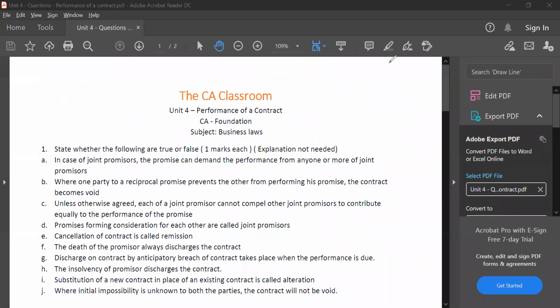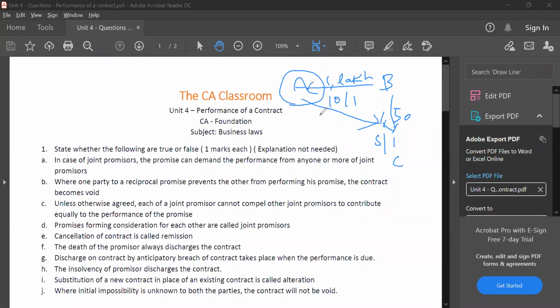Let's say A asked B to sell his painting to A. They have agreed for 1 lakh. He said he will sell it on 10th of Jan. But on 5th of Jan itself, B is selling the painting to C for 1,50,000. So A can anticipate, by seeing this transaction, that on 10th of Jan, B will not perform to A. Therefore, discharge of a contract, ending of a contract by anticipatory breach, can take place even before performance is due. I can expect today that he will not come, or much before itself. Therefore, the answer for G is false.